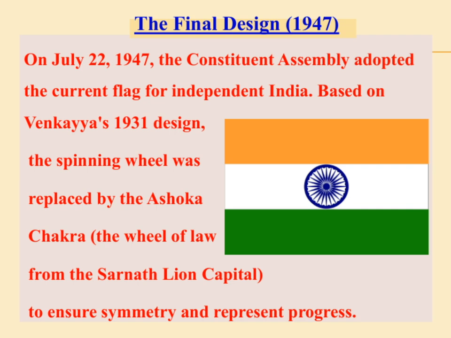What's interesting is that in this final version, the spinning wheel, originally a prominent feature, was replaced by the Ashoka chakra. This change was deliberate, aiming to ensure better symmetry in the design and to symbolize progress. The Ashoka chakra, taken from the lion capital of Sarnath, represents the wheel of law, an important symbol of righteousness and movement forward. So this final design isn't just about aesthetics, it's about embodying the values and aspirations of a new nation. It beautifully combines historical symbolism with a modern sense of unity and progress, tying the entire journey of our national identity together.